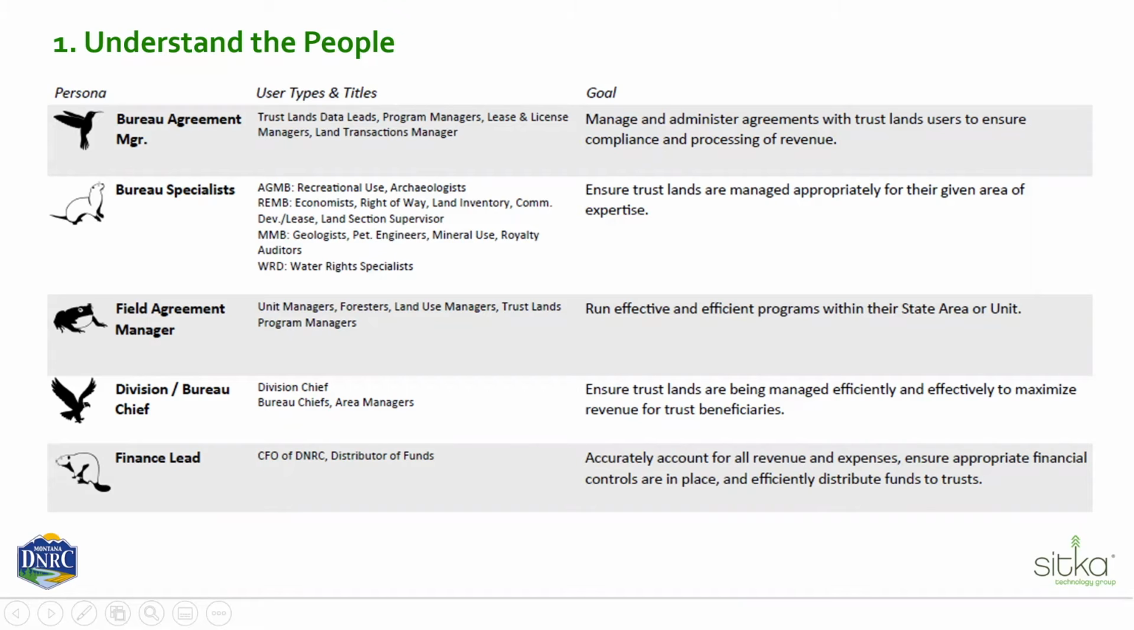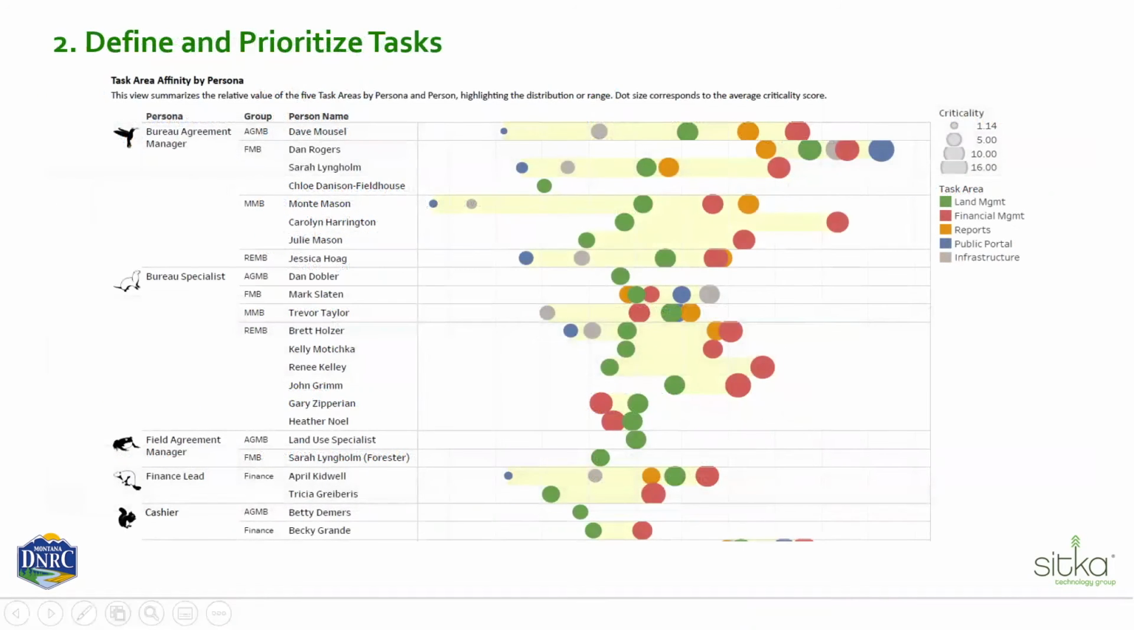Your field manager is more on-the-ground operations focused. A division or bureau chief might be more focused on strategy and vision. A finance lead is someone who's going to be interacting with everyone and has broad responsibilities across all the bureaus, but isn't diving deep into the details of how any individual piece of land is being used. They have that high-level view: where's the money going? So everyone is going to have different priorities depending on their personas.